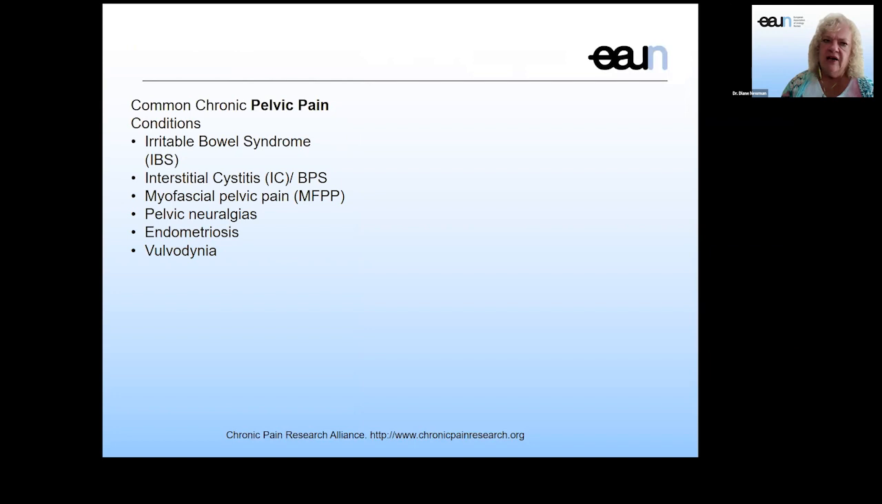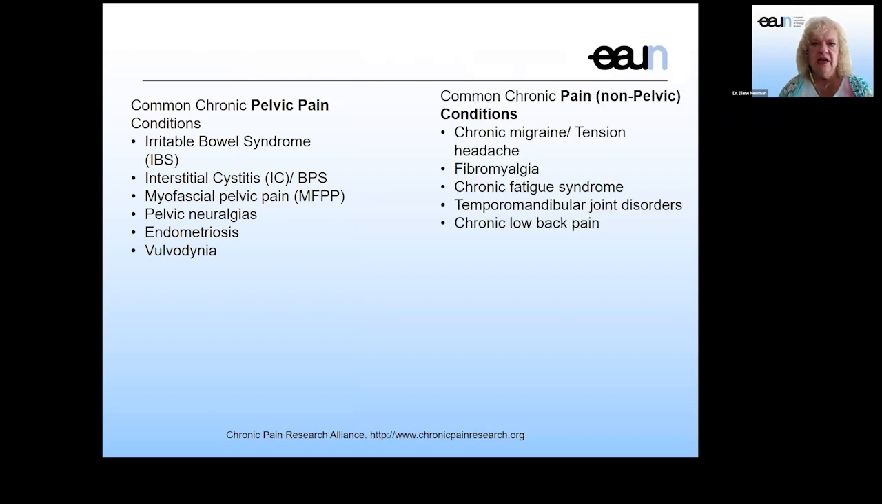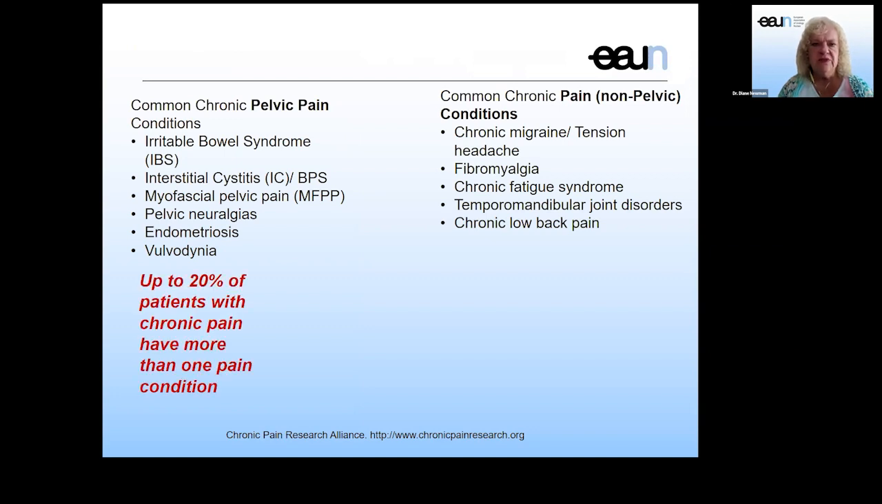So let's talk about chronic pelvic pain conditions. And here's a list of the ones that we see are bowel, myofascial pain, pelvic pain, neuralgias, endometriosis, and vulvodynia. Non-pain conditions that can be chronic, but are non-pelvic conditions. They may be pain conditions, but not in the pelvis, migraines, fibromyalgia, chronic fatigue syndrome, chronic low back pain. But we do see these symptoms in combination with pelvic pain conditions.